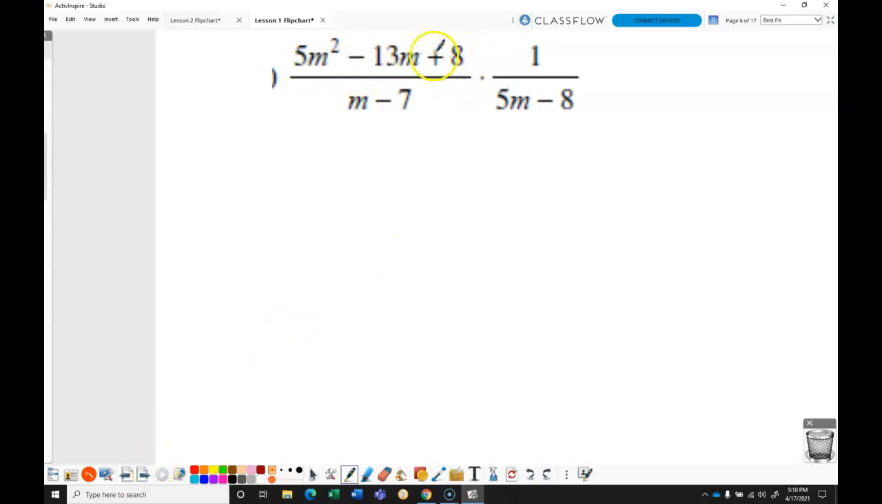So another multiplication. See if you can factor it first, and then see what cancels out. I'll put the solutions up.